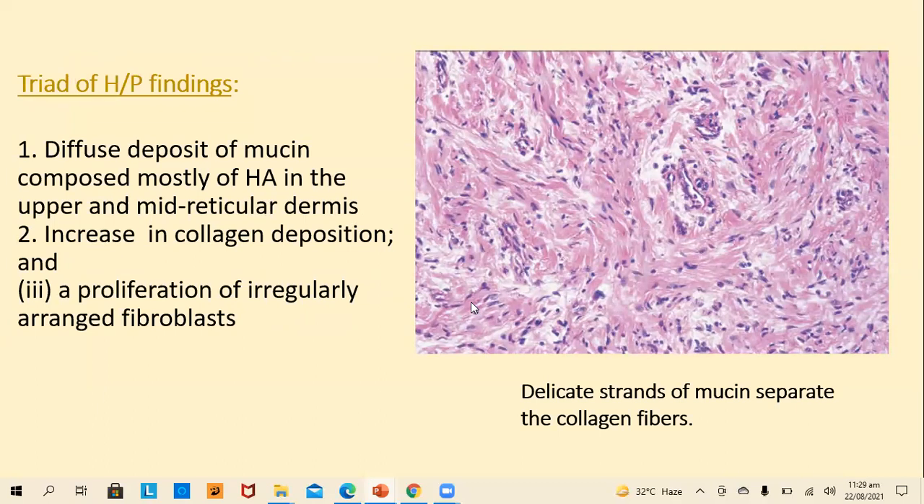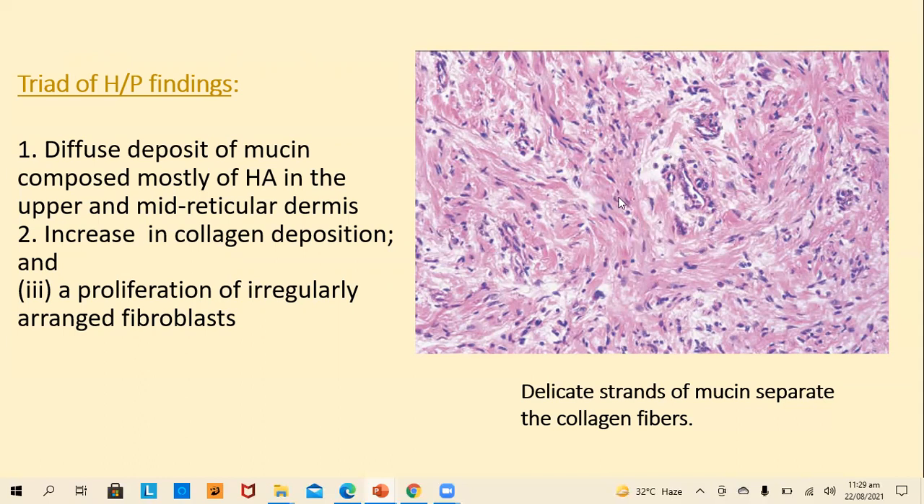Triad of histopathological findings. These triad include diffuse deposition of mucin composed mainly of hyaluronic acid in upper and mid reticular dermis. This bluish area, which is seen between the collagen bundles, is the mucin. So the first histological finding is the increased amount of mucin.